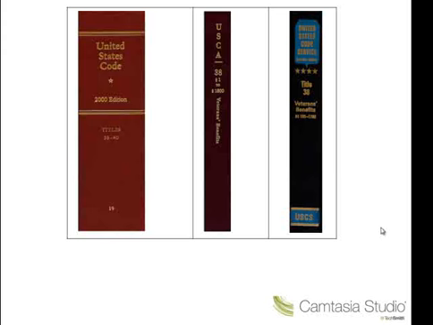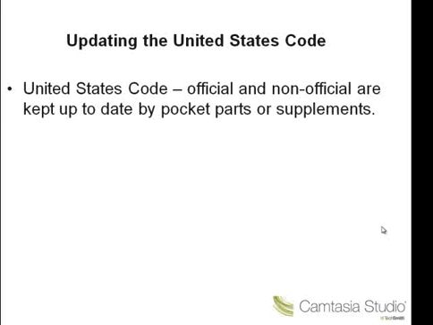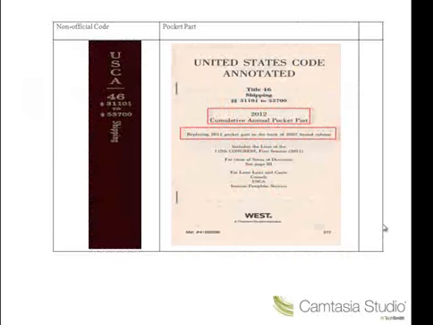United States Code, official and non-official, are kept up to date by pocket parts or supplements. Here are samples of pocket parts and supplements. You have to read the instruction at the back of the pocket part to know its status. For example, the pocket part to United States Code Annotated below says it replaced the 2011 pocket part. From this, we know that this pocket part is current through the end of 2011.